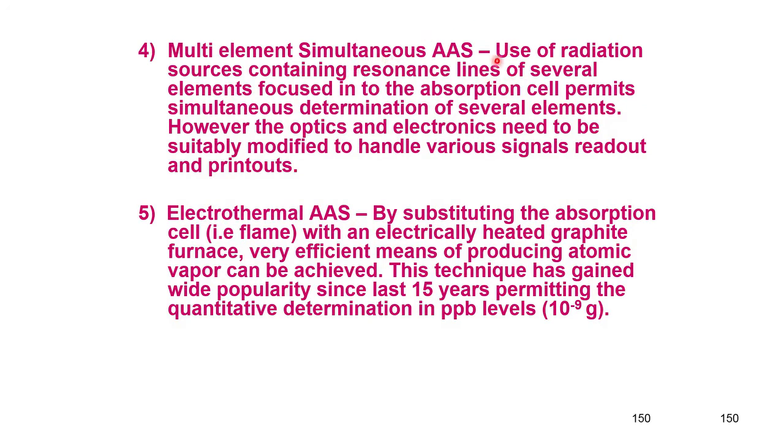Multi-element simultaneous analysis: use of radiation sources containing resonance lines of several elements, all of them pass through the same absorption cell. But simultaneous determination of several elements can be done. This is a great advantage, because otherwise it becomes a sequential technique, one element at a time. Now, you can use the same hollow cathode radiation source, that is known as hollow cathode lamp.